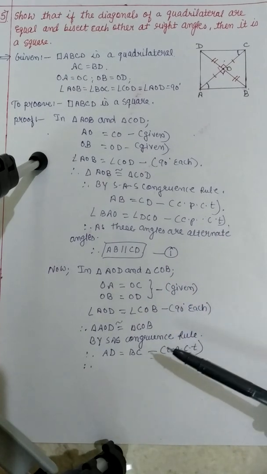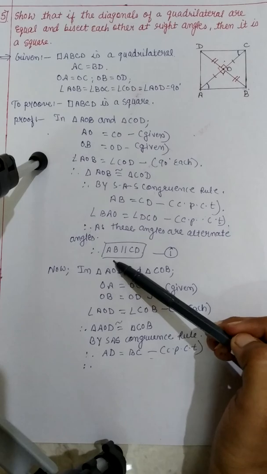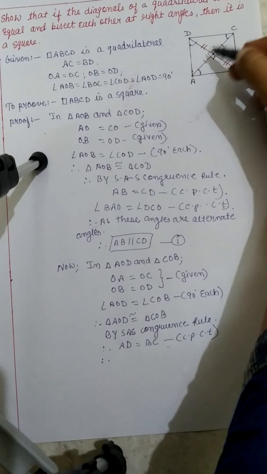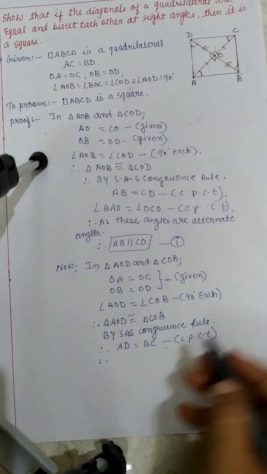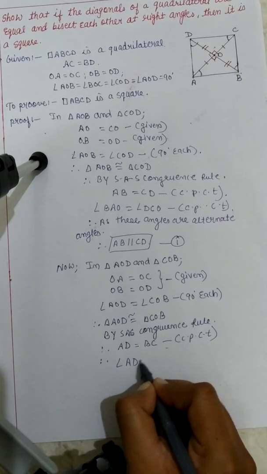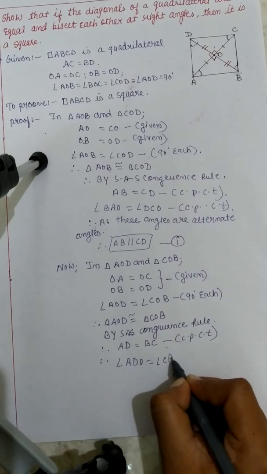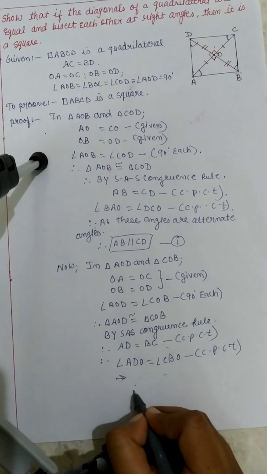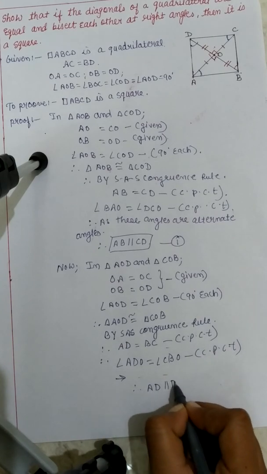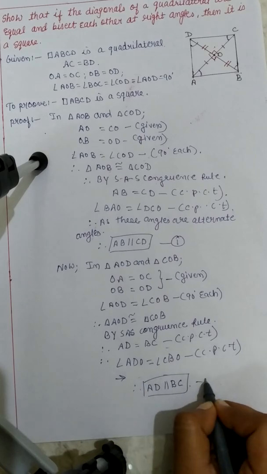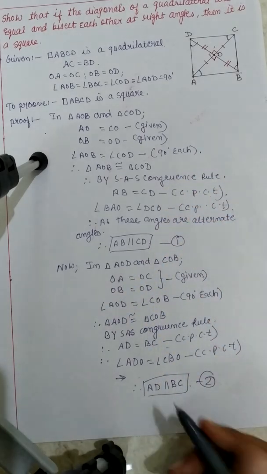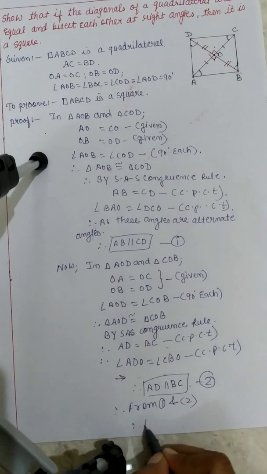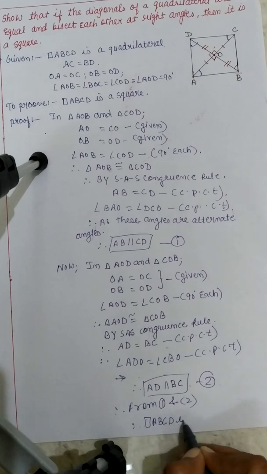Okay, once again I'll go for alternate angles such that I should get my parallel sides. So therefore I am going to take angle ADO and angle CBO. So angle ADO is equal to angle CBO. They are equal by CPCT. As these angles are alternate angles, once again I'll write that AD is parallel to BC. So therefore I am getting equation 1, I am getting equation 2. So from 1 and 2, I conclude that ABCD is a parallelogram.